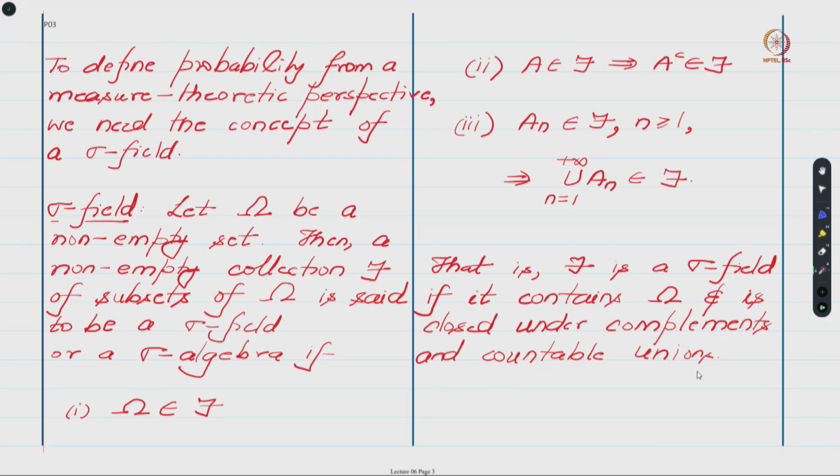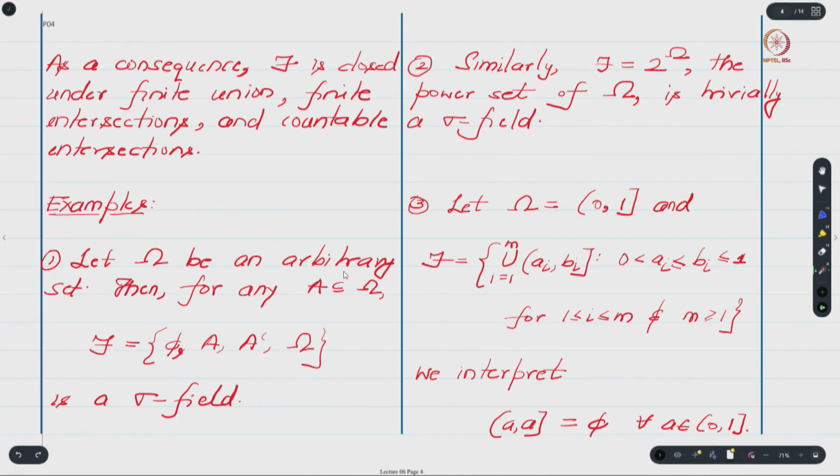Okay, so let me quickly summarize. You have been given a sample space omega. Now we are looking at a non-empty collection of subsets of omega, and we refer to this non-empty collection as calligraphic F, and we will say this collection calligraphic F is a sigma field or a sigma algebra if it satisfies three properties, that is, it contains omega and it is closed under complements and countable unions. You will soon see what is the advantage of working with this sigma field, right.